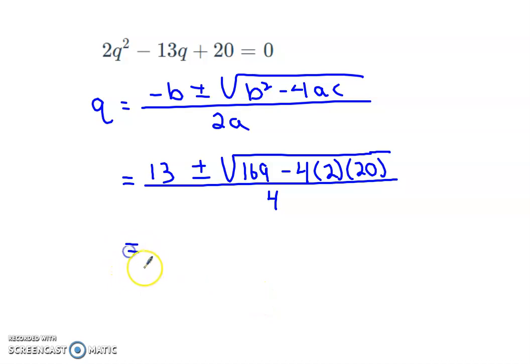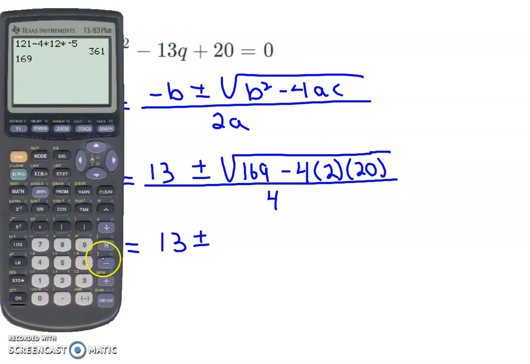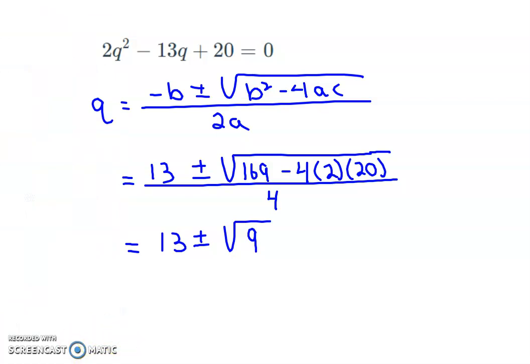Okay. Now, I want to calculate this business in here, and I want to do it carefully, so I'll just go ahead and grab my calculator, do it there. 169 minus 4 times 2 times 20 equals 9. Okay, probably could have done that in my head. Okay. That is all divided by 4. As you likely know, the square root of 9 is 3.